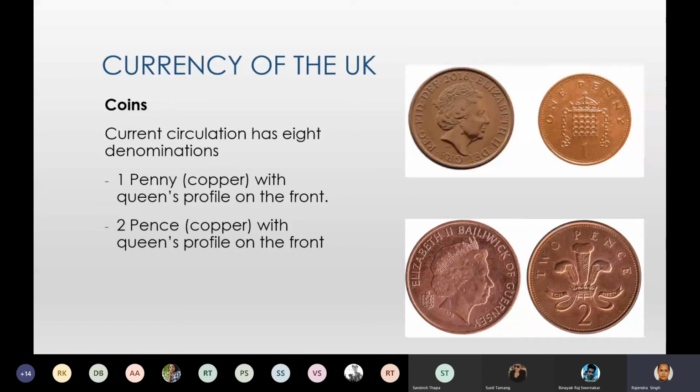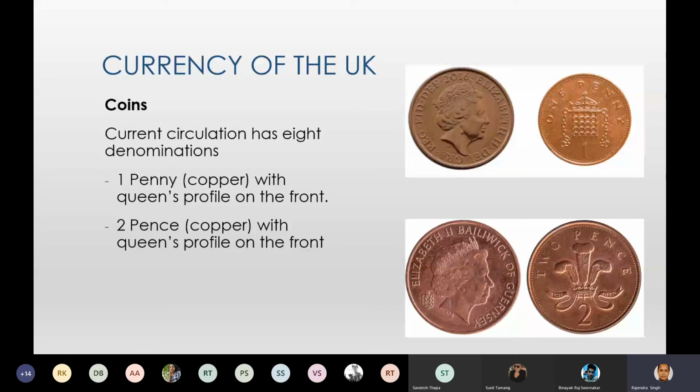As I mentioned, regardless of cash denominations or coin denominations, all of these currencies have the picture of the head of state, which currently is the Queen, Queen Elizabeth II. Her portrait is on all currencies, regardless of cash or coin. For 1 penny or 2 pence, they are made of copper. All other denominations of coins are made of silver. The lowest coin denomination is 1 penny.